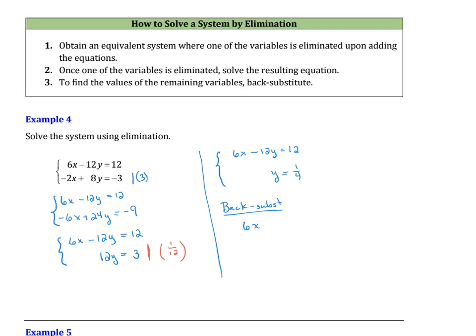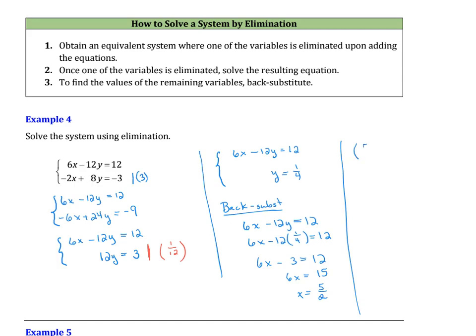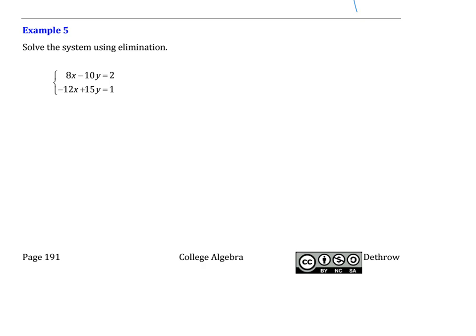So we have 6x minus 12y equals 12. 6x minus 12 times 1/4 would equal 12. 6x minus 3 equals 12. So 6x would equal 15. And so x would equal 5 halves. So our solution is x, comma, y: 5 halves, comma, 1/4. Let's try our second system.